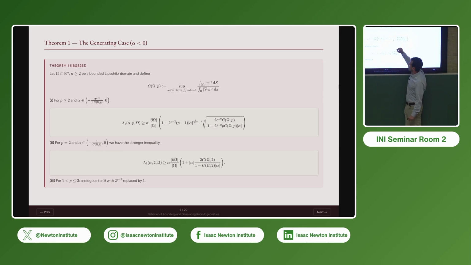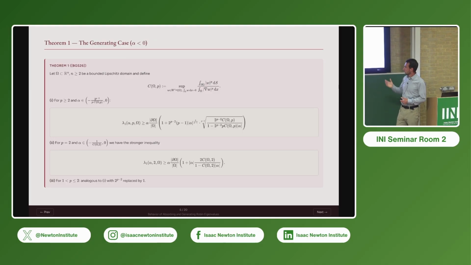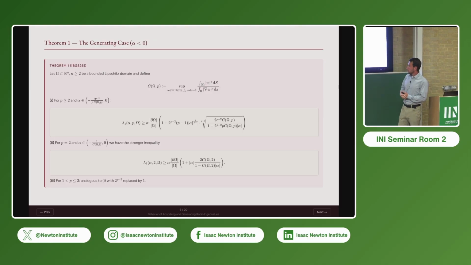So basically, we have a lower bound with the correct leading term asymptotic, and then a remainder that behaves like alpha times the absolute value of alpha to the power of 1 over p minus 1. And we get really similar inequalities if p equals 2 or if p is between 1 and 2. The constants just change a little bit.